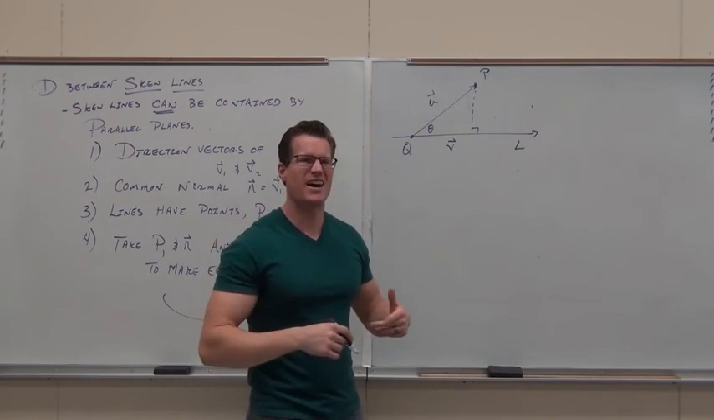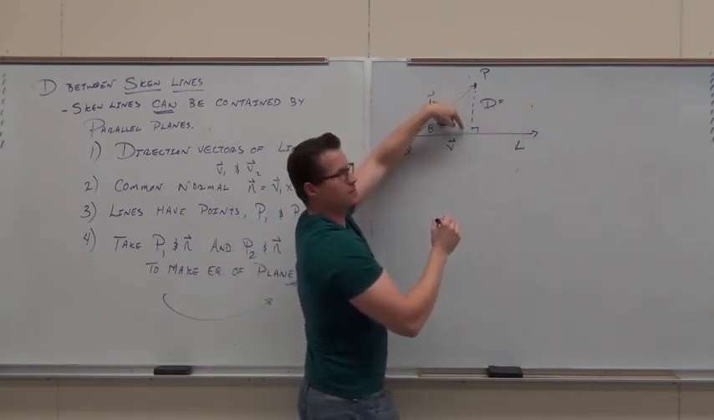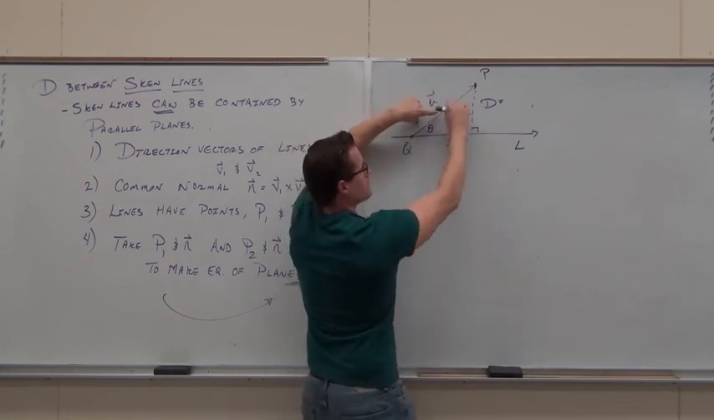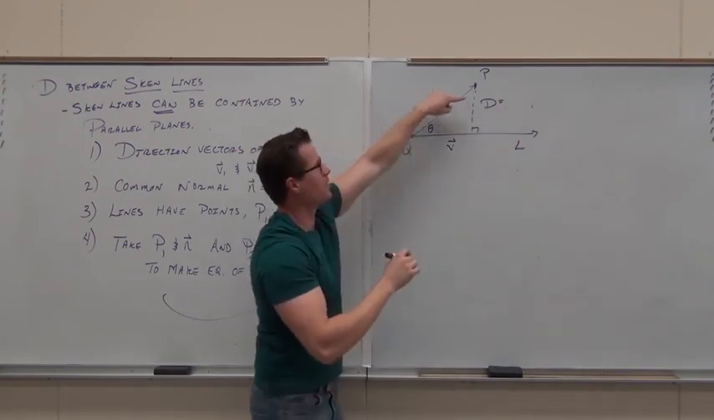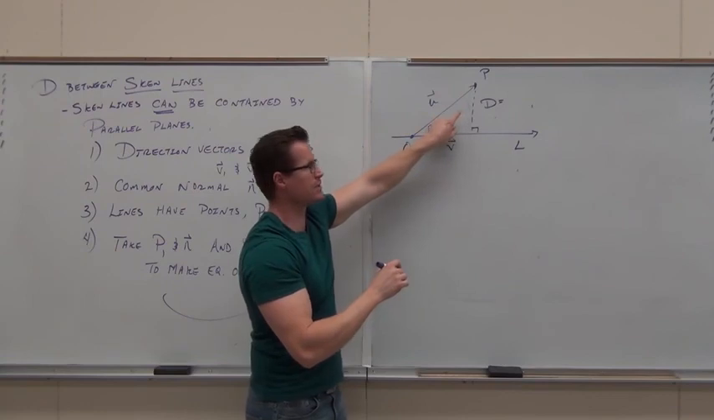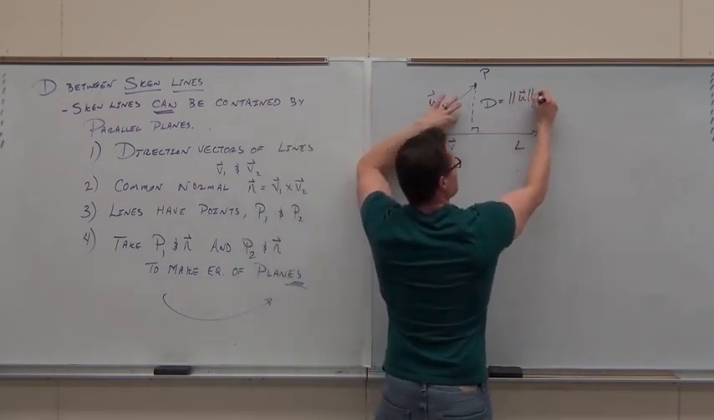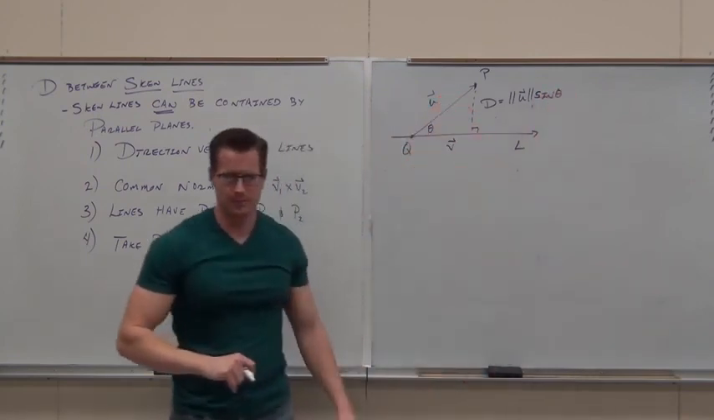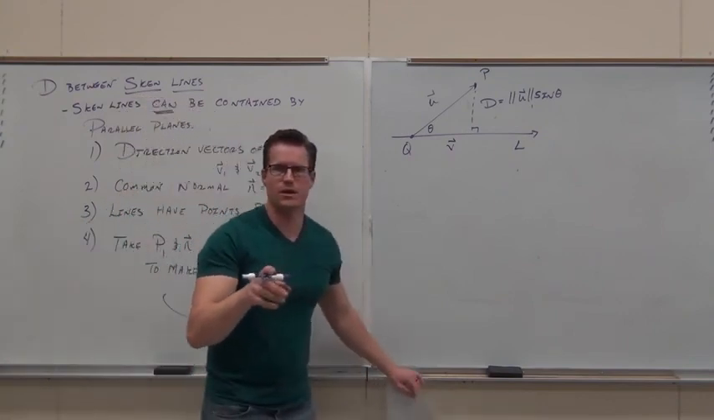If you use sine, this distance is, let's see, sine would be opposite over hypotenuse. So if I solve for this, it's going to be hypotenuse sine theta. You guys okay with that?